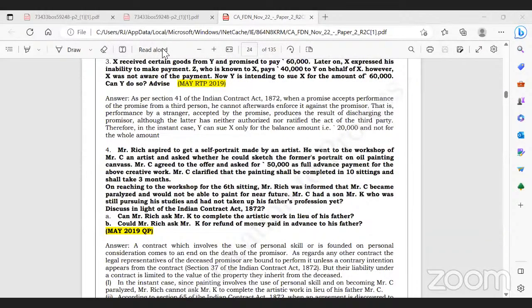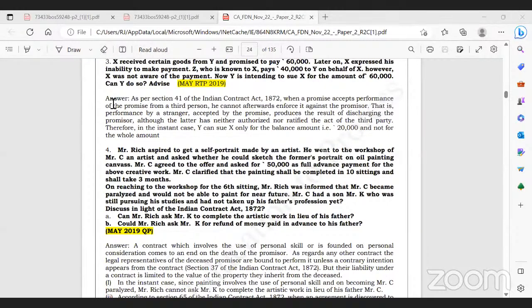No, sir. If it was a loan or supply of goods, it's okay. But if it is for painting a picture or singing, it cannot be done, sir, because it is based only on skills. Very good. So this is also gone. So C is gone. Next. So he cannot claim that.